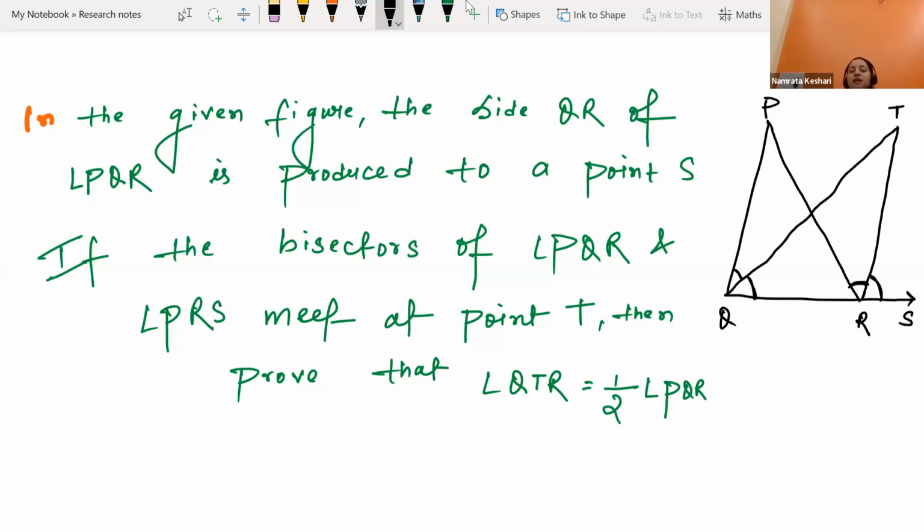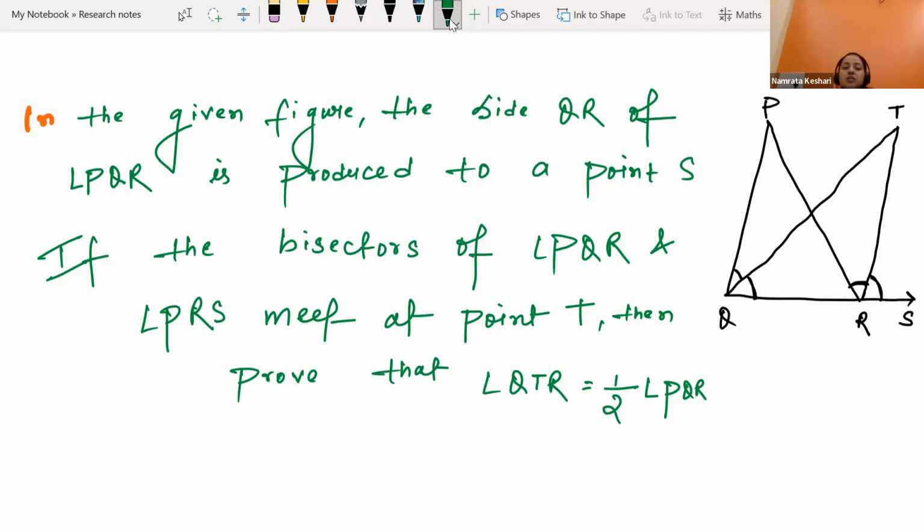The concept we have already discussed. Now you have to think about it. What can be the possible approach? Let's try understanding the question at first. It says that in the given figure, side QR of angle PQR is produced to a point S. That means side QR is extended till S. We can see it in the figure.